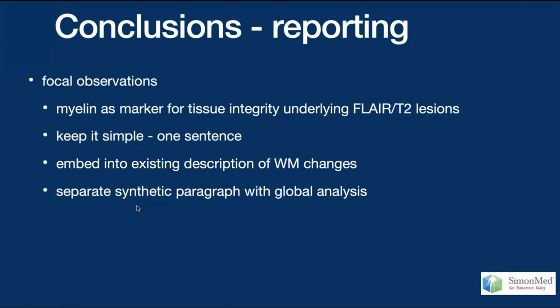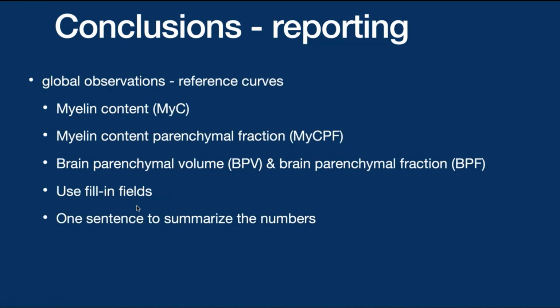We have seen how myelin can be utilized as a marker for tissue integrity underlying flare and T2 hyperintense lesions. Reporting this can be kept simple and limited to a single sentence. Either embed this into the existing description of white matter changes or as part of a separate paragraph which also includes the global analysis. The global reference curves provide a picture of overall brain health. Most important among these are the myelin content and myelin parenchymal fraction metrics. But brain parenchymal volume and parenchymal fraction are also valuable.